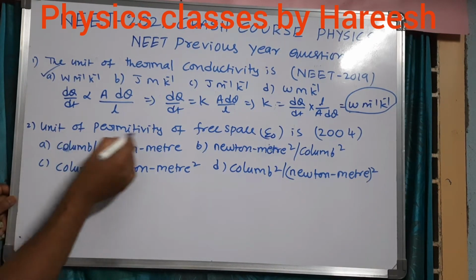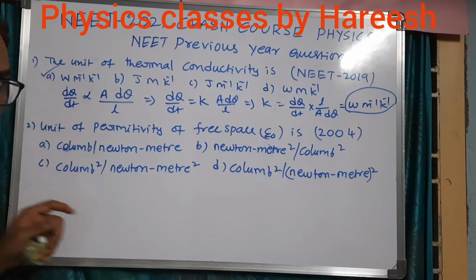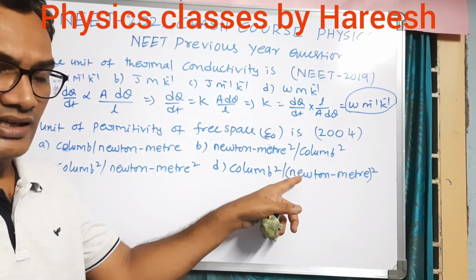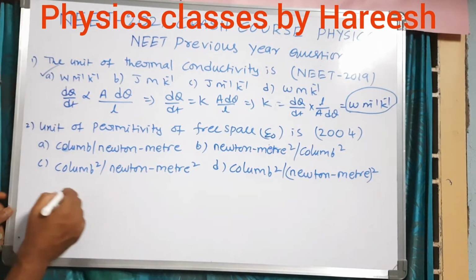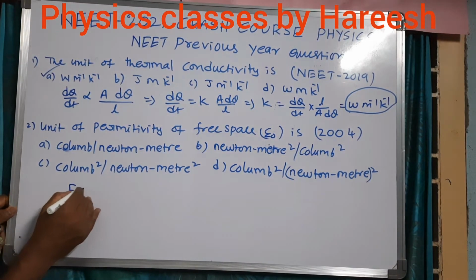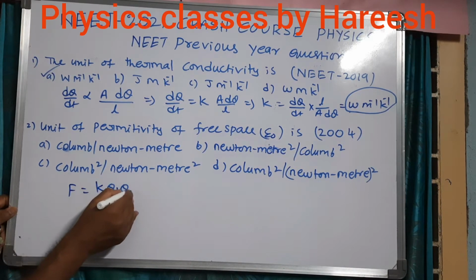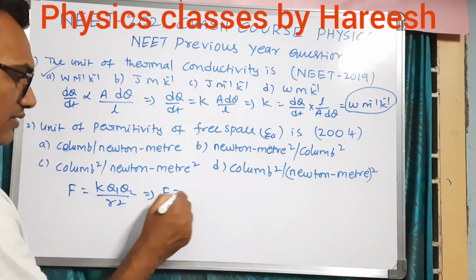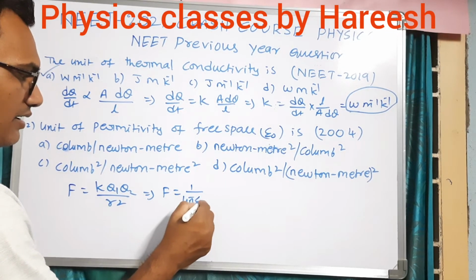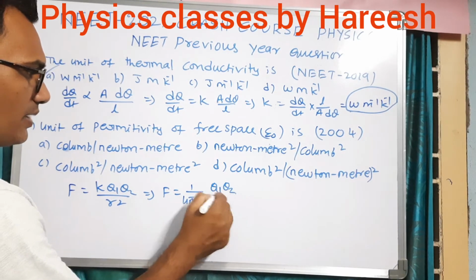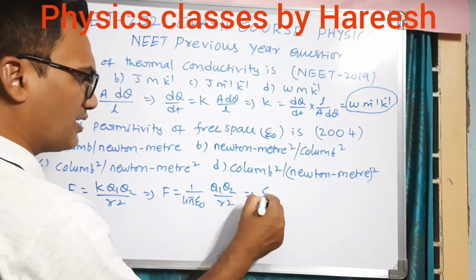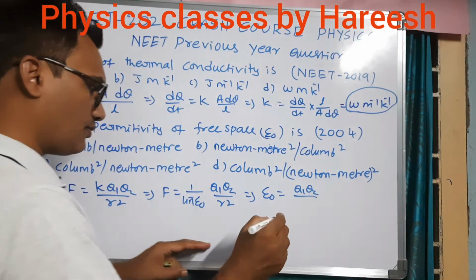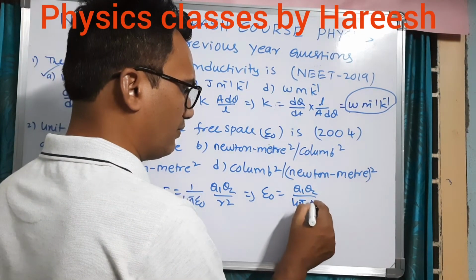Second one is the unit of permittivity of free space. It is in the chapter of charges and fields in grade 12. According to Coulomb's inverse square law, F is equal to K Q1 Q2 divided by R square. Here K is 1 by 4 pi epsilon naught. Then F is equal to 1 by 4 pi epsilon naught into Q1 Q2 divided by R square. So epsilon naught is equal to Q1 Q2 divided by 4 pi F into R square.